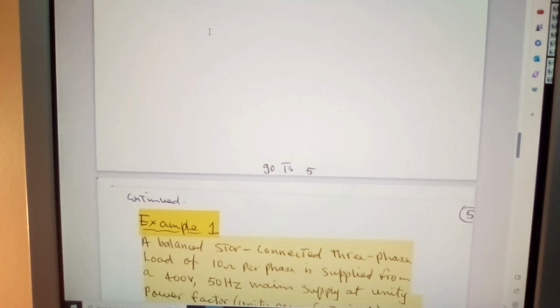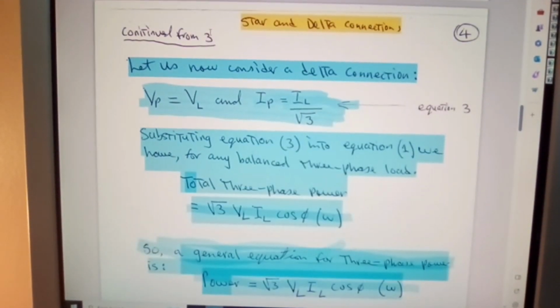I'm just recapping the session, making sure that it is visible and it can be seen.